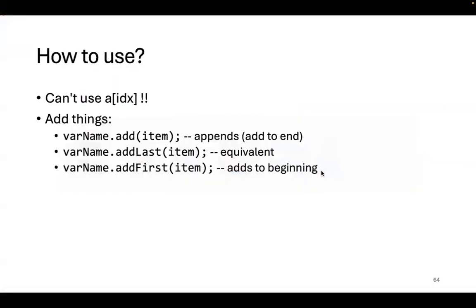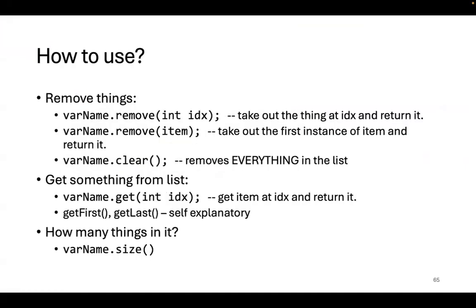So add adds it to the end. Add last does the same thing. It's equivalent. Add first adds it to the beginning, as you may imagine. We can remove things, where we can say remove a specific index. For remove, we can remove individual items. So like if I have the word my in there, I can say remove the word my. And so that's going to take out the first instance of that item and then return it.